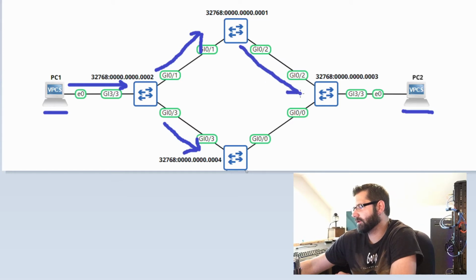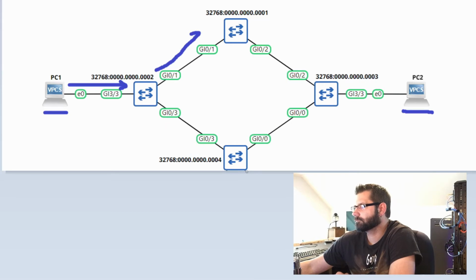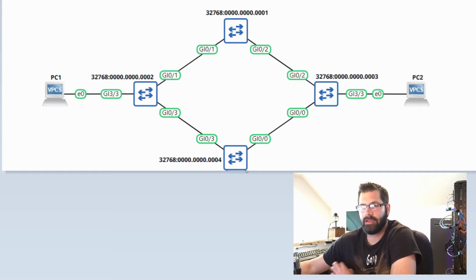and that frame would be sent here, and then from this switch it would be sent here, and then we would get 1, 2 to PC2. So duplicate frames. Definitely undesirable behavior.